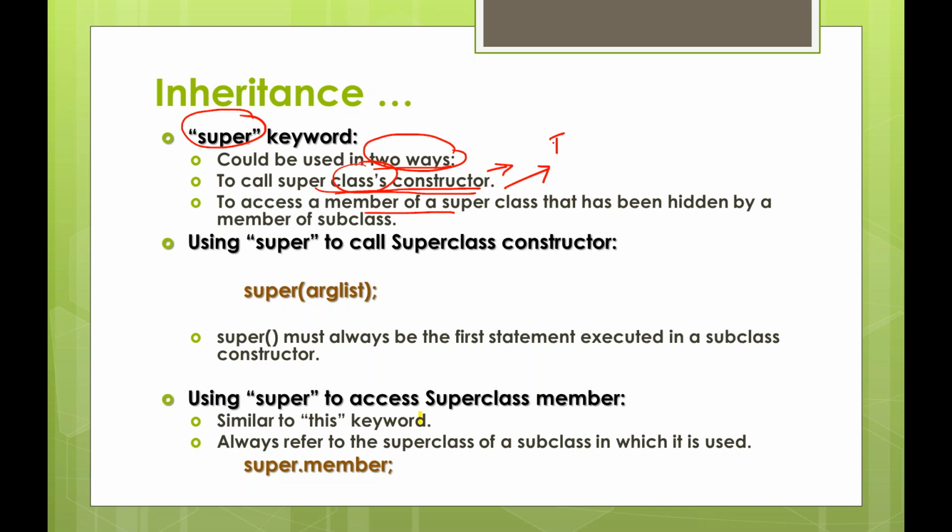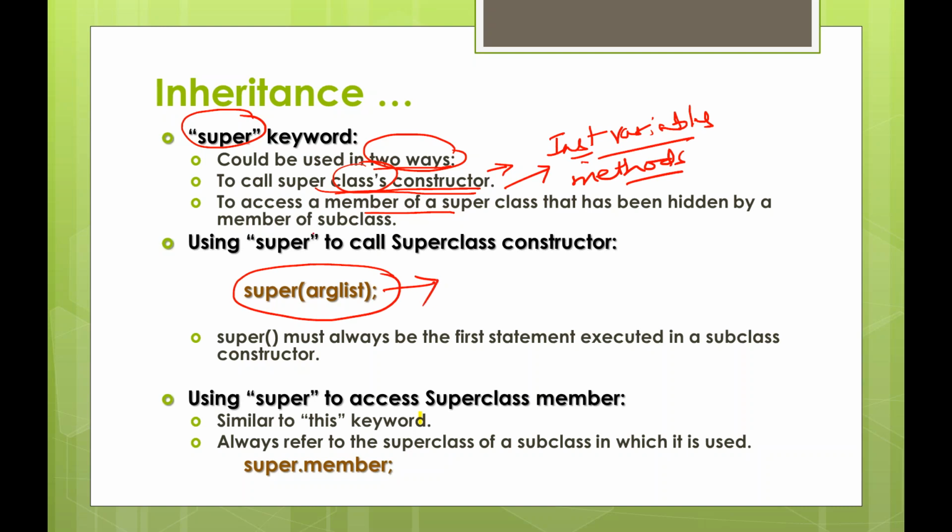That is, it could be your instance variables or it could be your methods. We will see how that is done and why the superclass constructor has to be called using the super keyword. The syntax for calling the superclass's constructor is super, and we will pass whatever argument list is there.